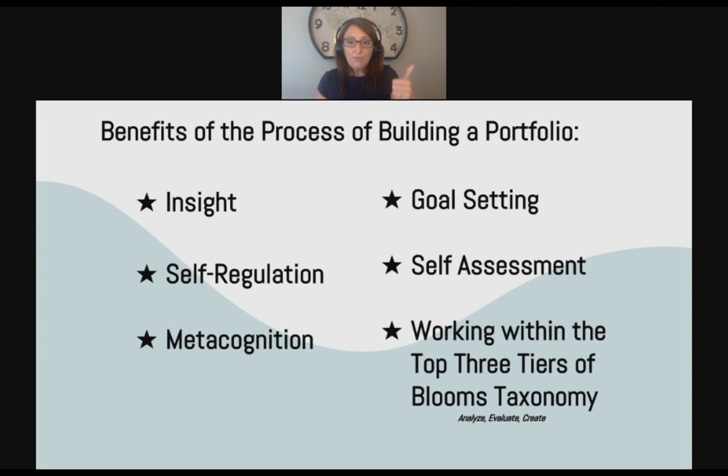So first and foremost, in the process of building a portfolio, our students are developing insight. What does that mean? That means that they are learning to use success criteria to evaluate their learning against their goals. So they're developing insight into how to be successful.